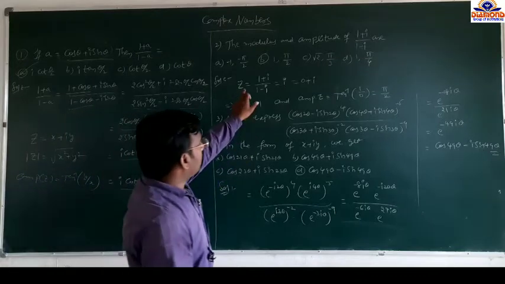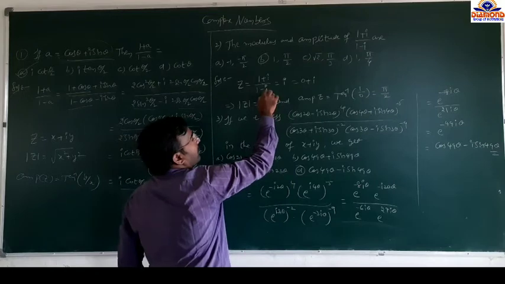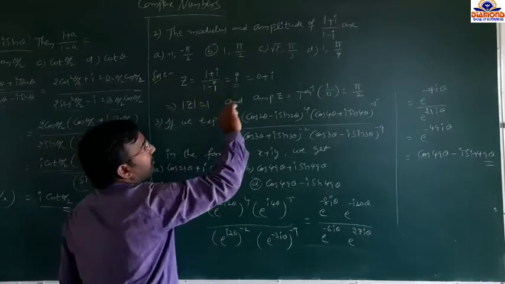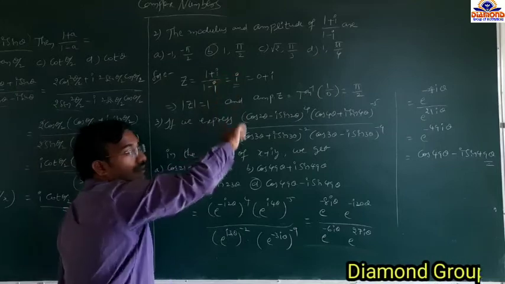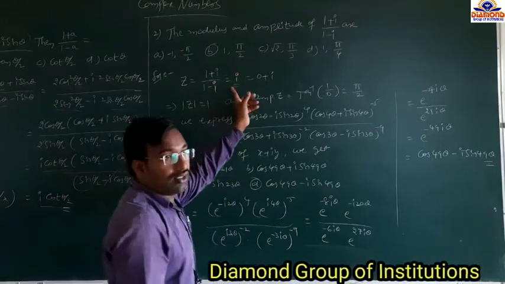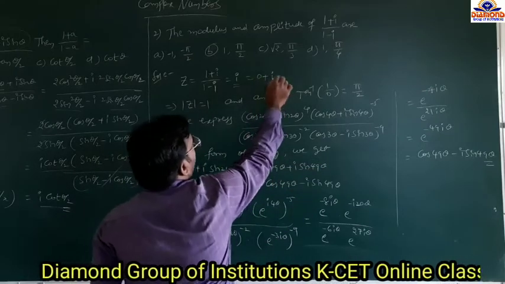So Z equal to (1 plus i) by (1 minus i). If you rationalize, 1 minus i rationalizing term is 1 plus i. So (1 plus i) by (1 plus i). Simplification, you get i only. So i can be written as 0 plus i. Here real part is 0, imaginary part is 1.